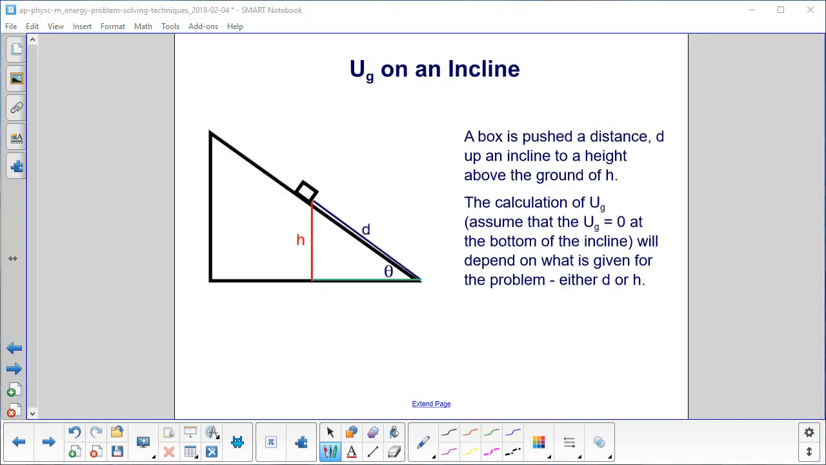So let's set the question up a little bit more. You push this box over here, up the incline, a distance d, to a height h above the ground. The calculation of the potential energy will depend on what is given for the problem. They will either give you d or h. And we're going to make an assumption that the gravitational potential energy at the bottom here is 0. And of course we're free to set that point anywhere we'd like. This time the logical place is at the bottom of the incline.